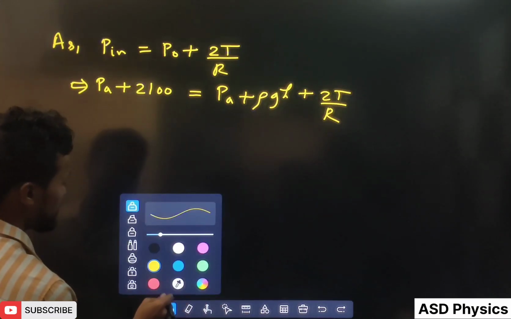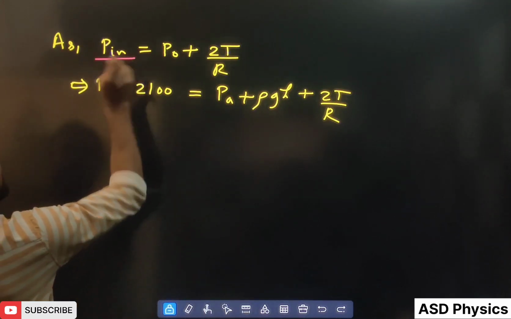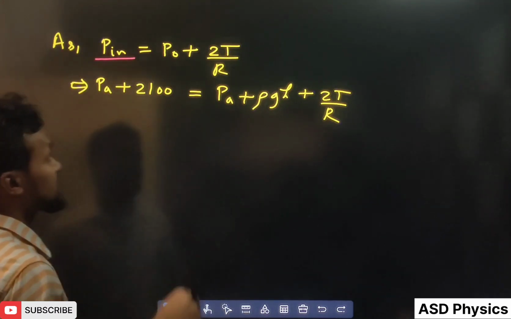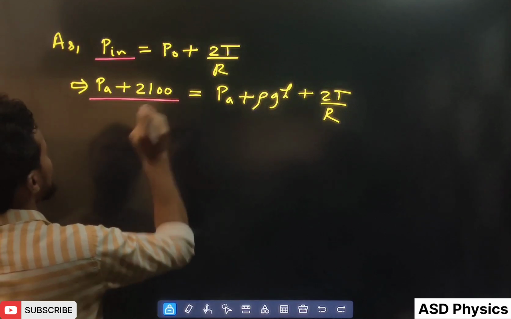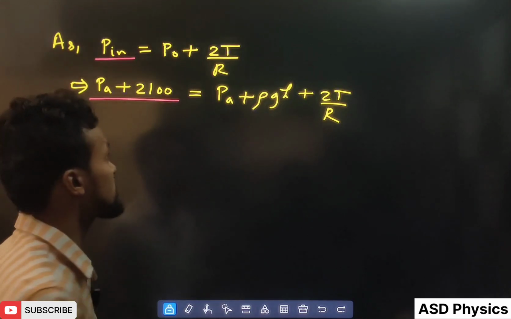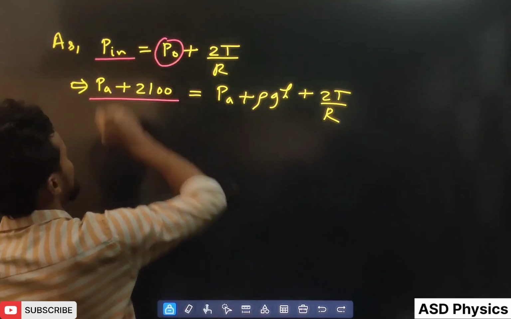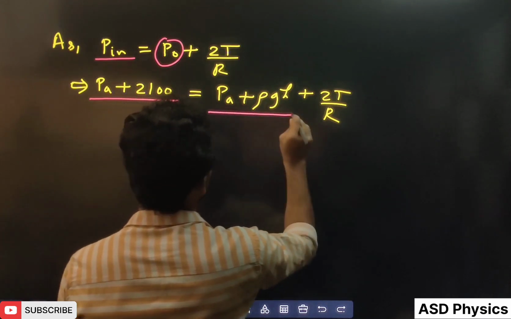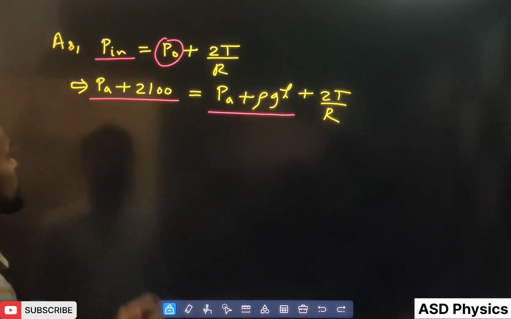I hope this is very clear to you, because this is the main equation. This inner pressure inside the air bubble is PA plus 2100 according to the question. And at a depth of H, the pressure is PA plus rho GH. I hope it is very clear.